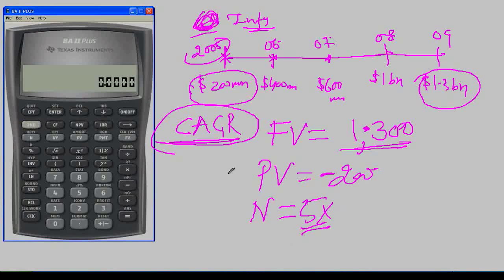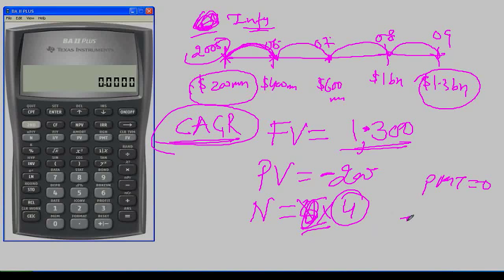N is 5 is wrong. Because if you see how much is the period you are interested in, you are not interested in the years, but the periods: 1 year, 2 year, 3 year, 4 year. So n should be taken as 4. Getting the idea? Once you have n as 4, and PMT is 0, you will compute the I by Y. So this is one more application of your time value of money concepts, that is computation of CAGR.